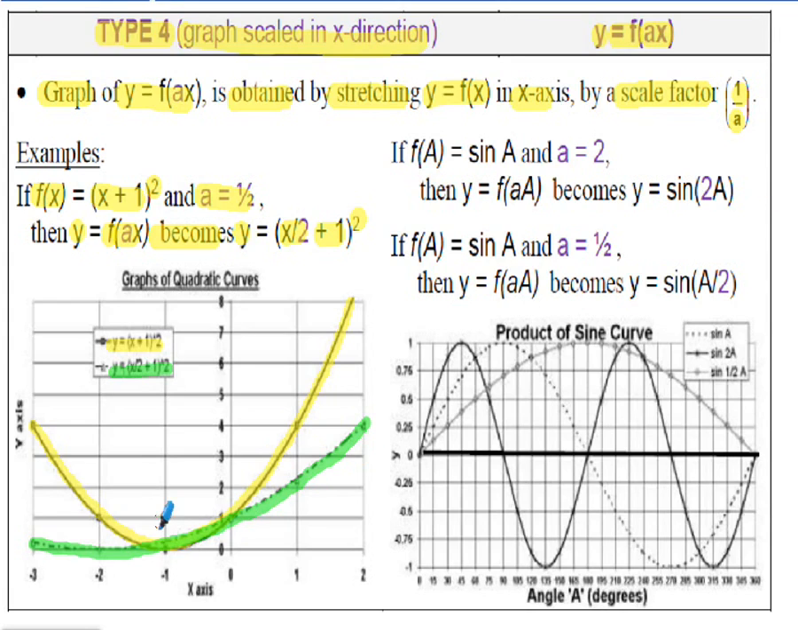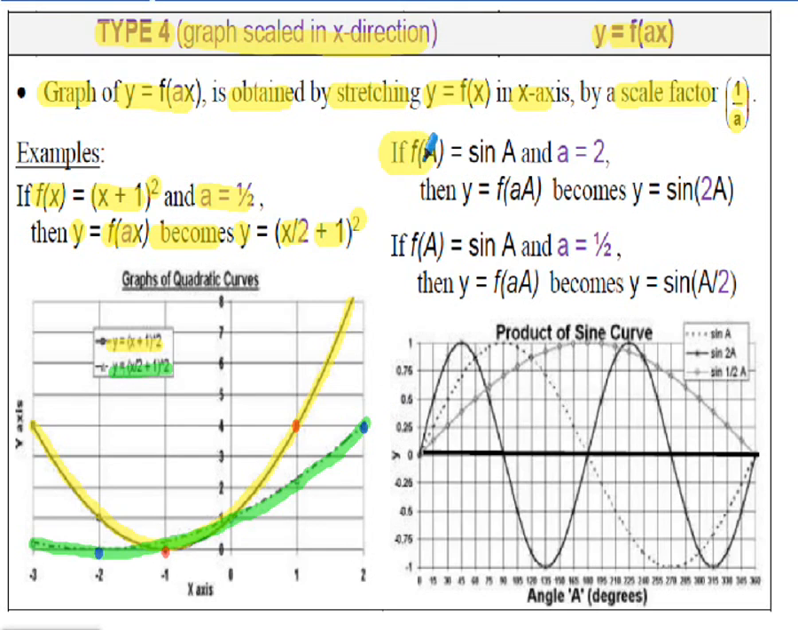So the original curve, the yellow curve, had the vertex at negative 1. What we notice with the green curve, our stretched curve, is the vertex is moved to negative 2, so it's a factor of 2. Also on the original curve, when x is equal to 1, the value of y is equal to 4. On the curve with a is equal to a half, the value of 4 in y would occur when x is equal to 2. So again we have a stretching in the x direction by the factor of 2 in this case.